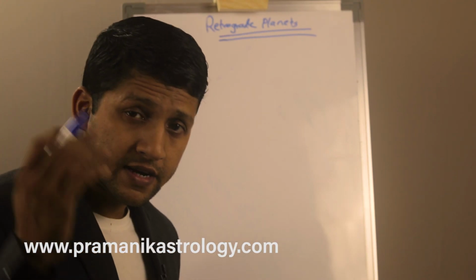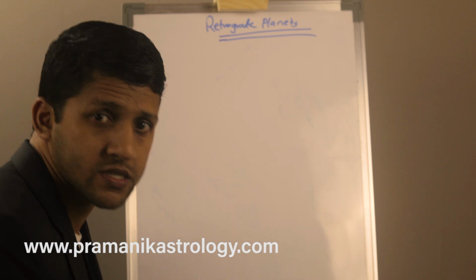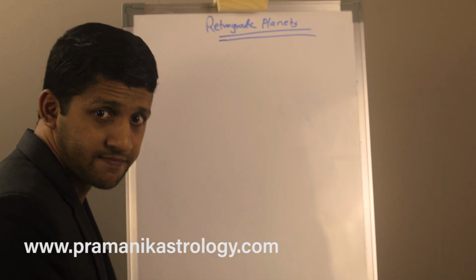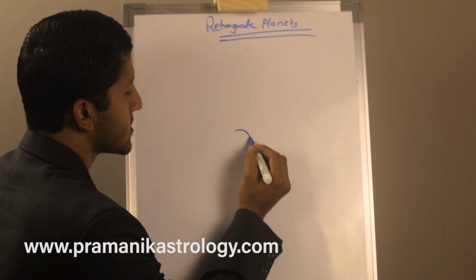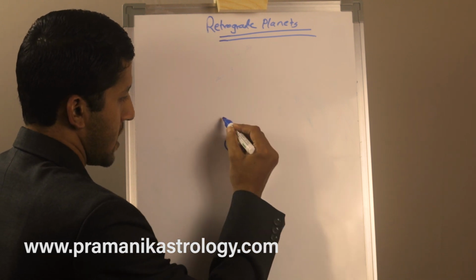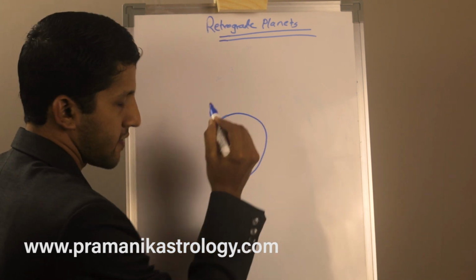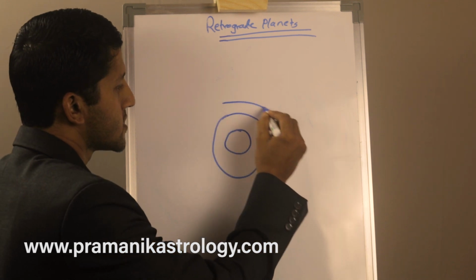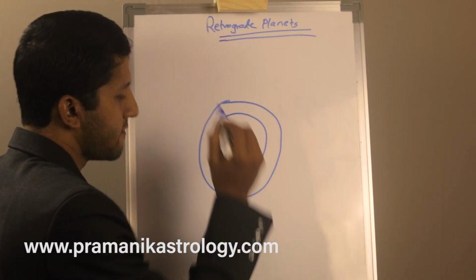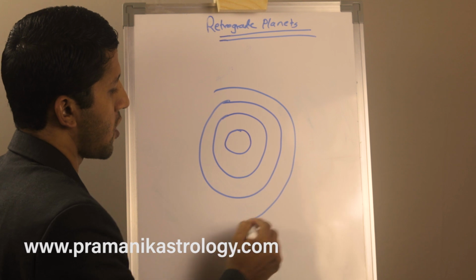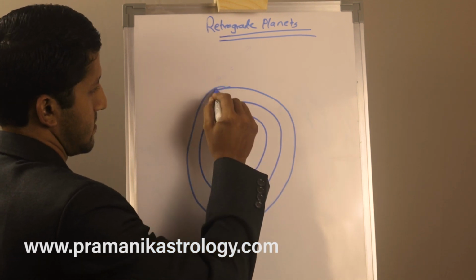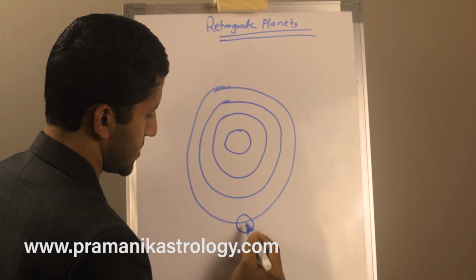Okay, so yes, let's talk about the retrogression of planets. What is the retrogression of planets? Let's understand it with this example, with this figure. Let's get started. So this is our Sun. This is the orbit of Mercury. This is the orbit of Venus, and this is the orbit of the Earth. Okay, so here is Earth.